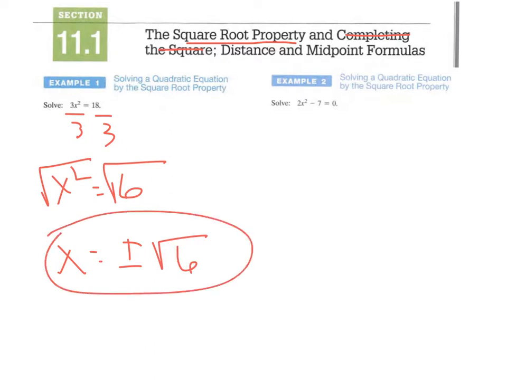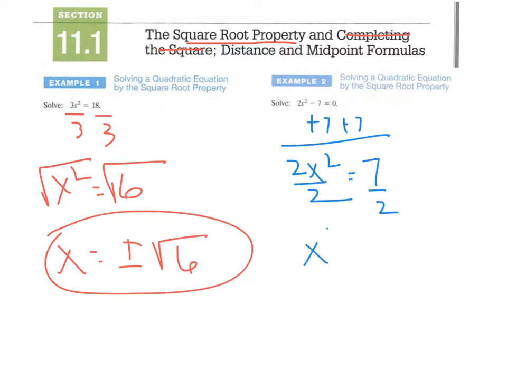So if I look at my next problem, I want to do the same kind of thing. I've got to get the x squared by itself first. So I'm going to add 7 to both sides. So I get 2x squared equals 7. Divide by 2, divide by 2. So now I've got x squared equals 7 over 2.